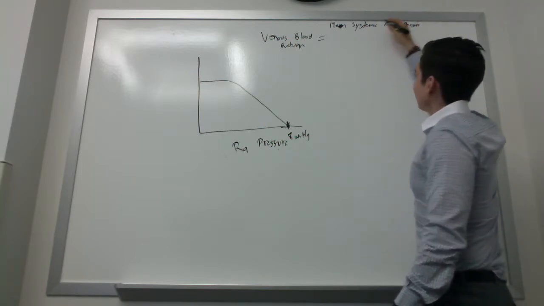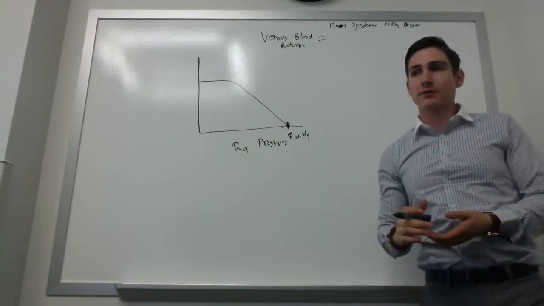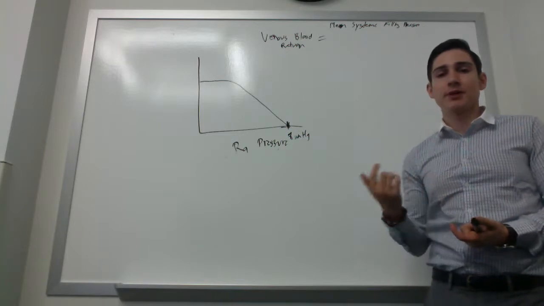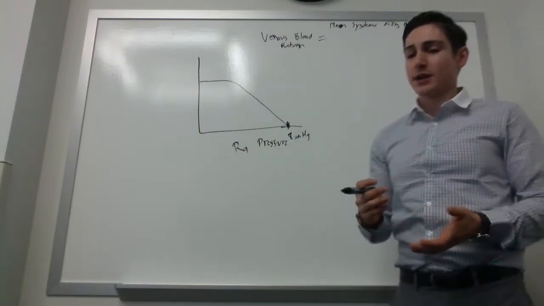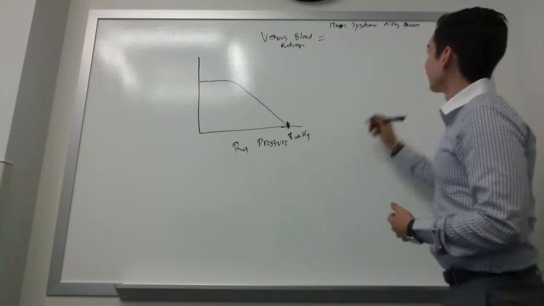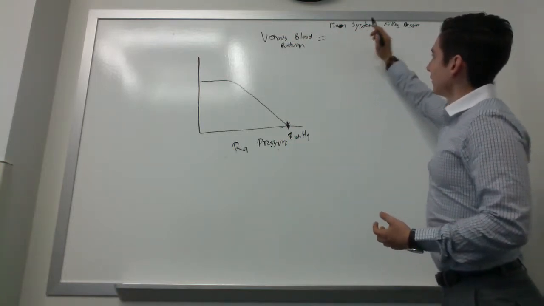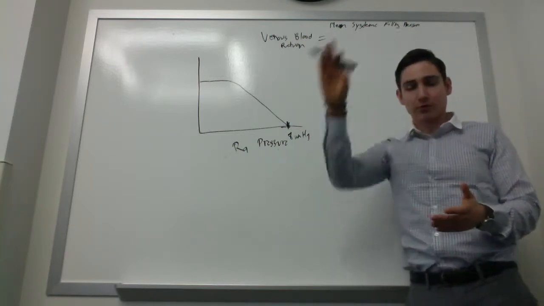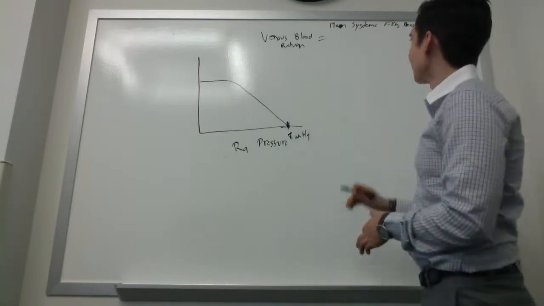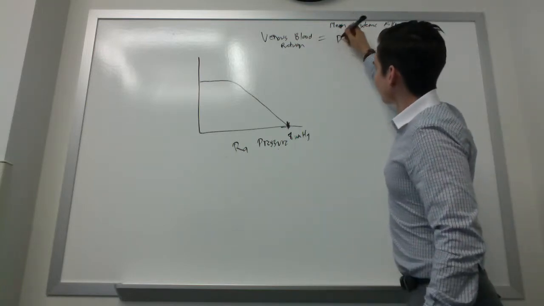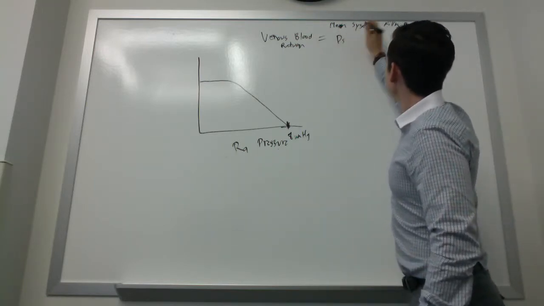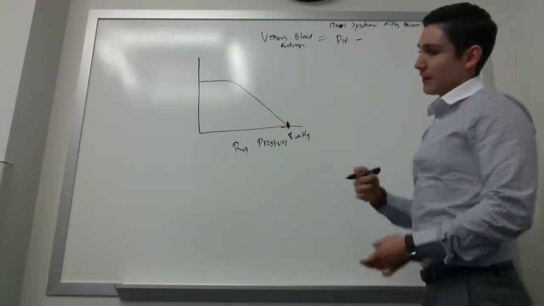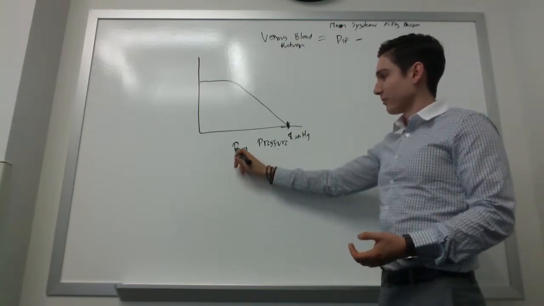One thing is you can't actually measure the mean systemic filling pressure because it's just looking at the systemic circulatory system. What you'll see is the mean circulatory filling pressure, which also includes the pulmonary, but we're not worried about the pulmonary because that's a different circulatory system for the venous blood return. So the mean systemic filling pressure is basically PSF, okay?